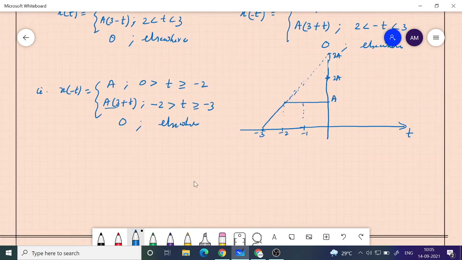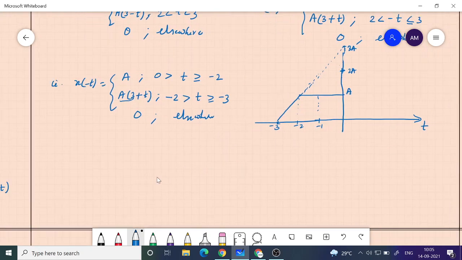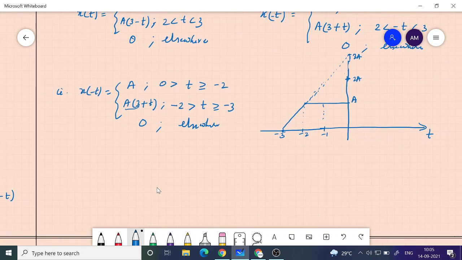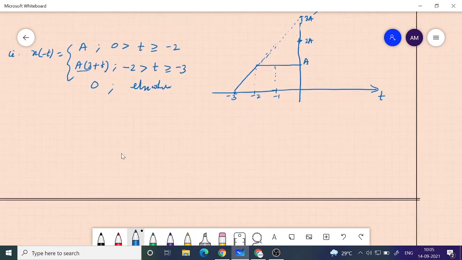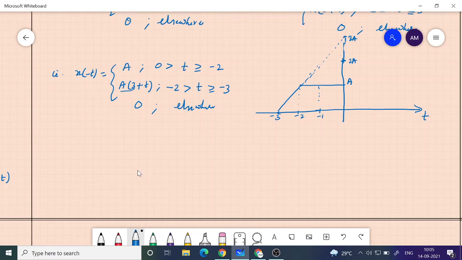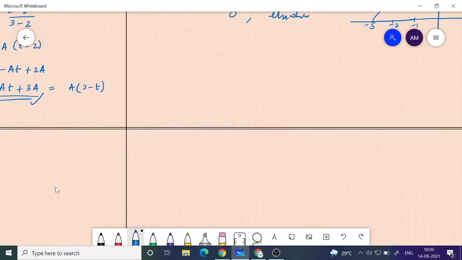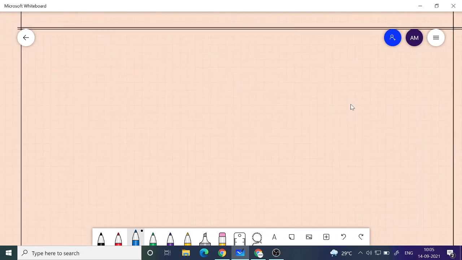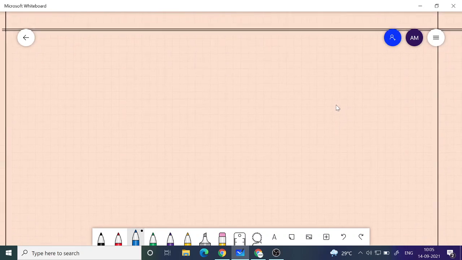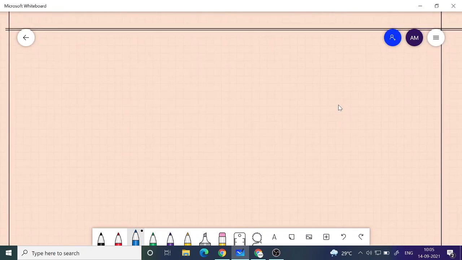Graphical is more intuitive, you can easily see it, but you need to be a little careful, which I will tell you with some examples later. Okay, let's go to the third transformation, which is basically scaling. We will call it time scaling.